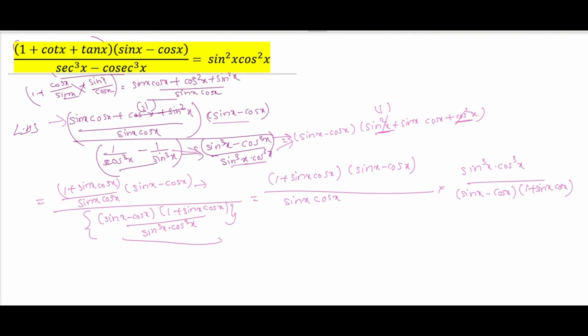Here 1 plus sin x cos x and 1 plus sin x cos x will get cancelled. Sin x minus cos x, sin x minus cos x is cancelled. Here we have cube, so we know that it is like sin x into sin square x and cos x into cos square x. So this sin x and sin x, cos x and cos x will get cancelled out. The remaining is sin square x into cos square x. That's the required RHS.